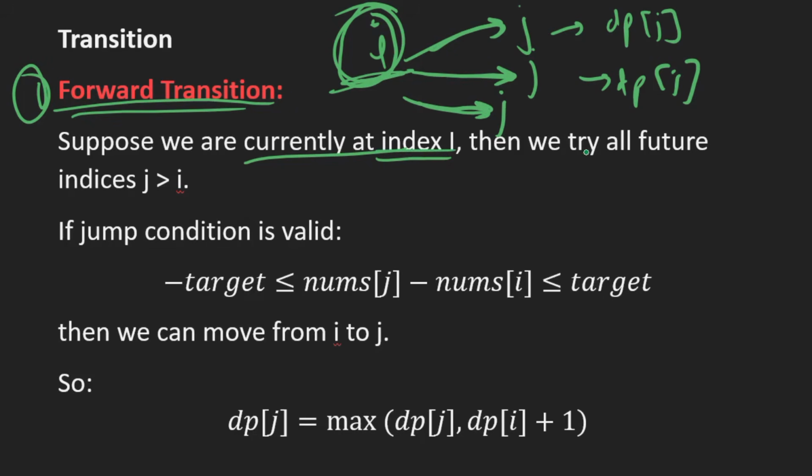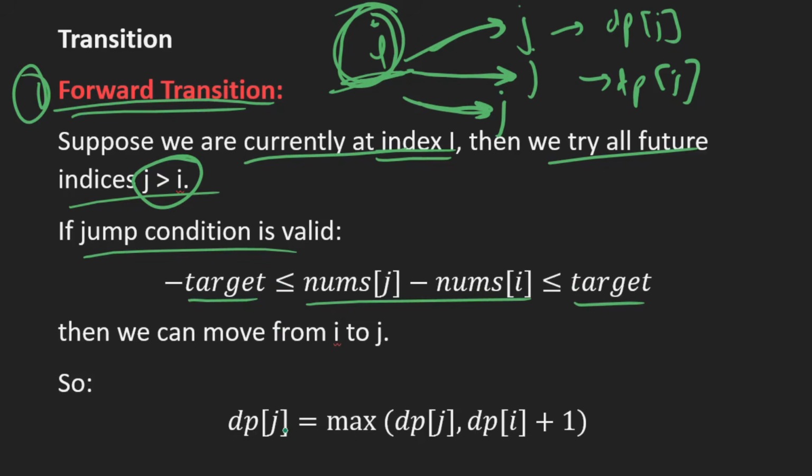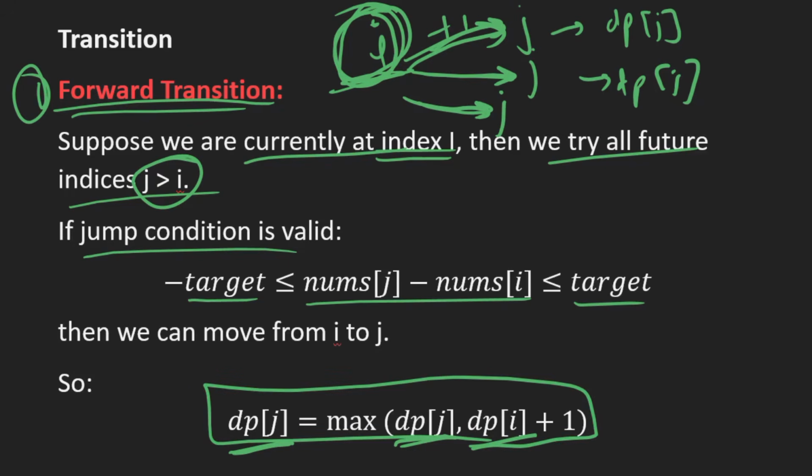So we are currently at index i, and then we try all future indexes j greater than i, sorry. And we check if our jump condition is valid. That means the difference of the elements should be in the range minus target to target. If that happens, then we update the dp value by taking the maximum of the already stored value and the current value at i plus one more jump we are taking to reach j, so dp of i plus 1. So this is forward transition.